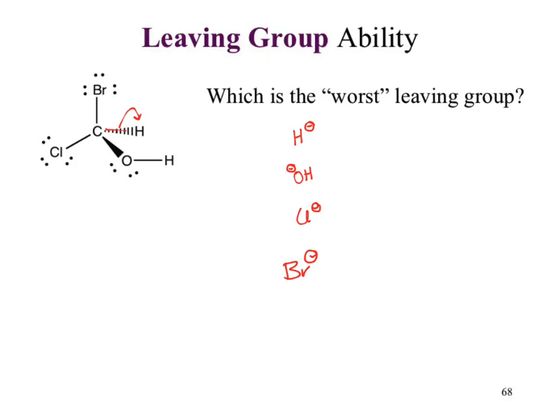Charge, size, electronegativity, resonance, induction, then we can deal with hybridization. Okay? Those 6 things are critical to evaluate when you're looking at how a reaction occurs.